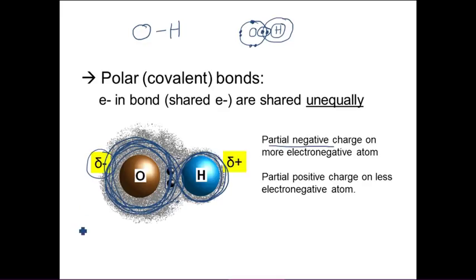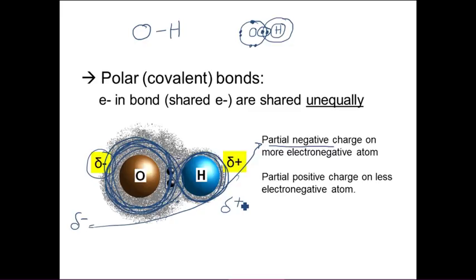You could draw it like this. A delta minus means a partial negative charge, and that's because the electrons spend more time around the oxygen. And the opposite is true for the other guy. So the one who hogs the electrons becomes partially negatively charged, and the one that it's getting taken away from becomes partially positively charged.